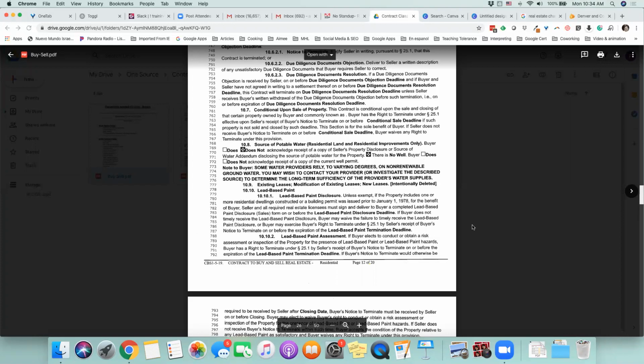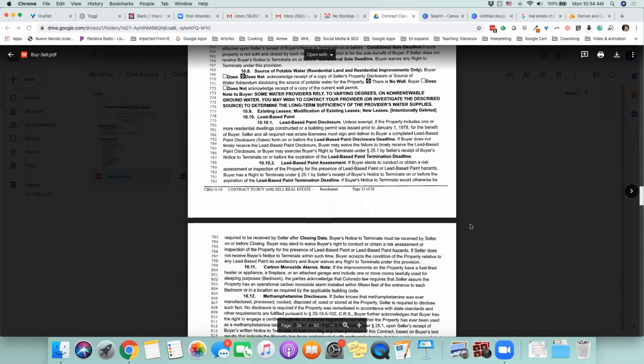So lead-based paint disclosure: if this property was built before January 1, 1978, then it has to have lead-based paint disclosures. All parties have to sign. If you don't sign and we're audited, you will get a $16,000 fine per person who did not sign. So it's a very big deal.